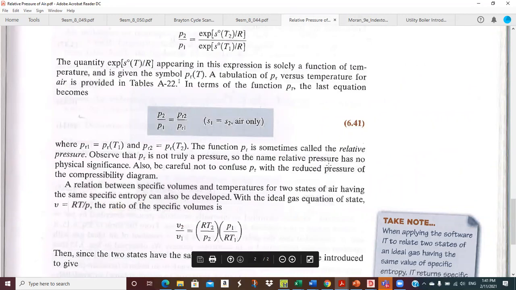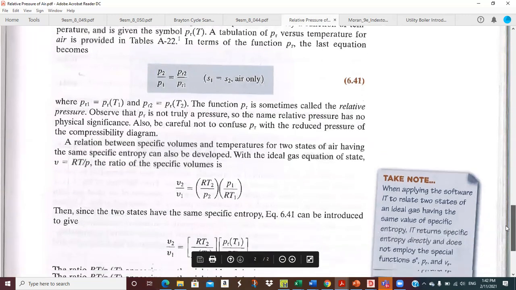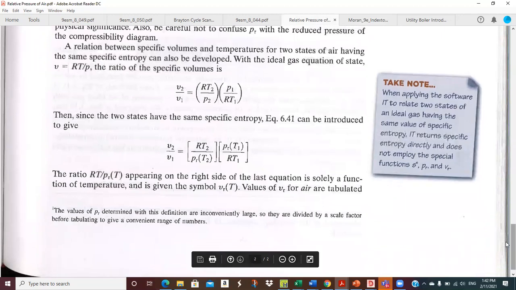And just note that the reduced pressure is different. Reduced pressure, reduced temperature. The reduced pressure is the pressure divided by the critical pressure. So that's different than relative. And of course, they're both P sub R. I have to go look up the name every time because I forget which one is reduced and which one is relative, but anyway, so long as you remember how to use them.